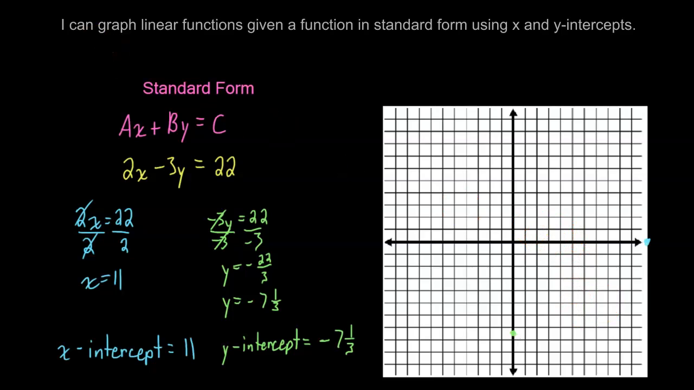So now that we have our x and our y-intercept, we know that the line of this graph is going to go between these 2 points. So it would look something like this. It'd go between our x and our y-intercept. And there you go. Again, it's going to be hard to be precise if it's negative 7 and 1/3, but I think close enough right there, okay?